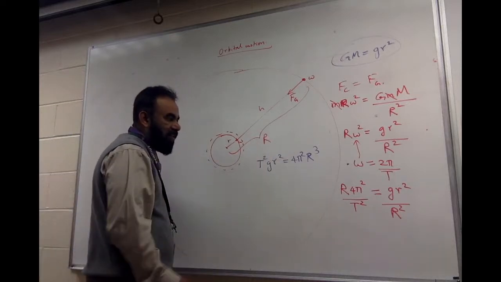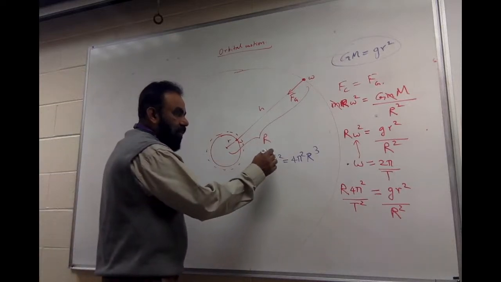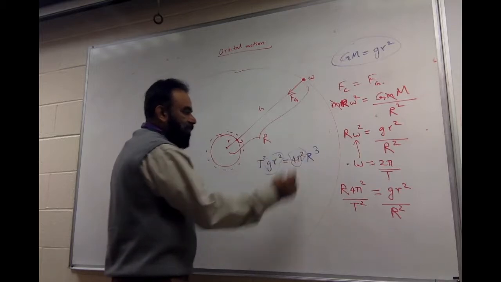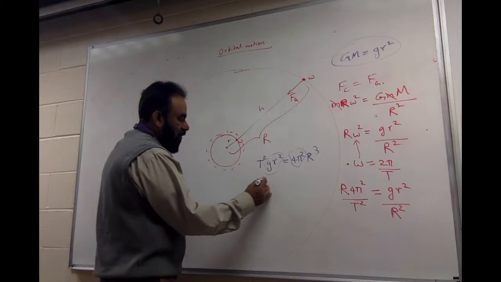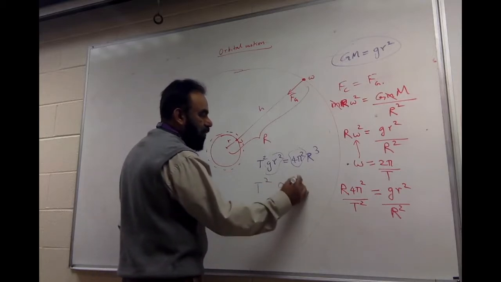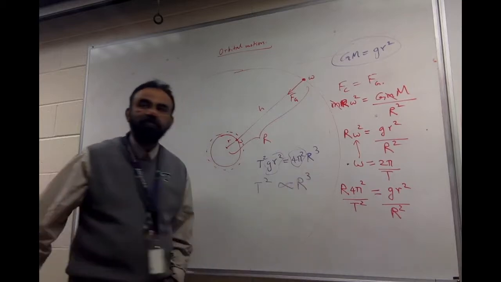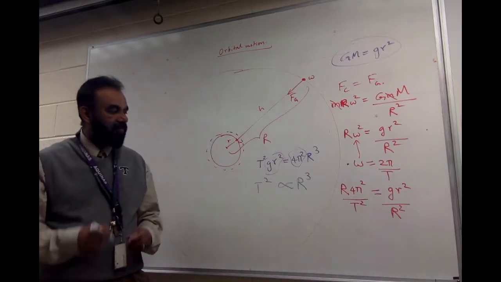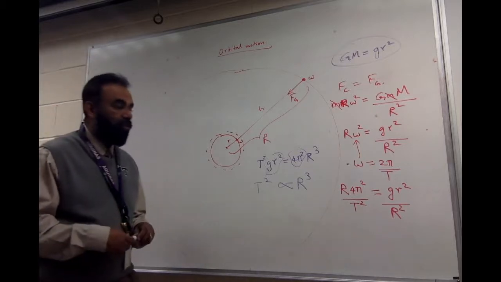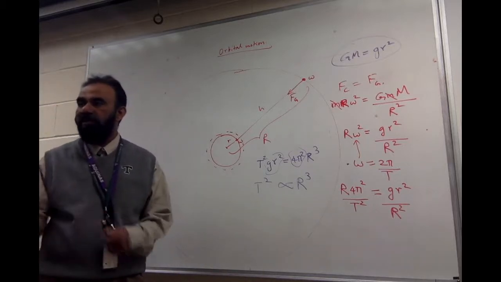So all right, so we have this here. And you know that all these are constants. This is a constant, and this is a constant. So you end up with this proportionality. The time squared is proportional to r cubed. The time squared is proportional to the cube of the orbital radius.